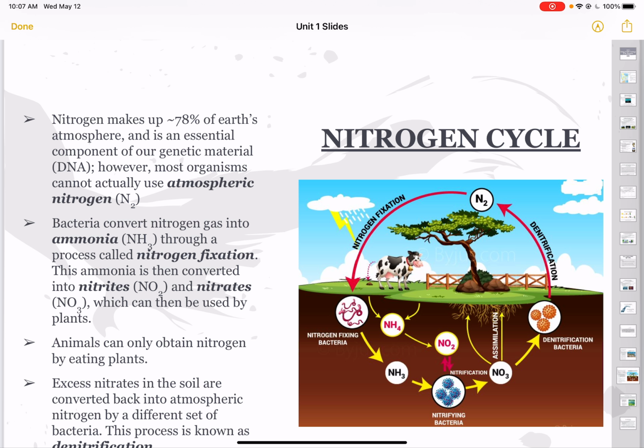So all of that nitrogen that's around in the air, if we look here, oops, maybe this is not going to work. Oh, my Apple Pencil is dead. Okay, well, I'll just keep going here.